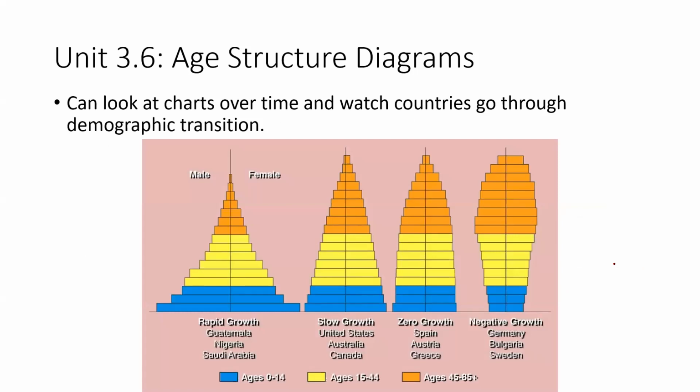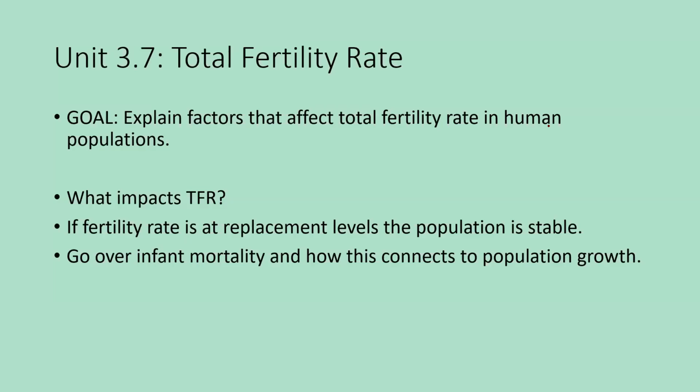All right, so we can look at charts over time and watch countries go through demographic transition. So here we have our rapid growth, and then eventually we end up getting to slow growth, usually as countries become more developed, and then to 0 growth, and then possibly to negative growth, depending on what happens in the country. A lot of the countries that have been developed the longest, that went through their industrialization process first, seem to be going into this negative growth phase.